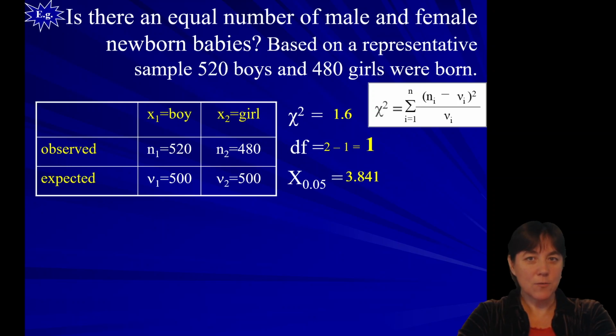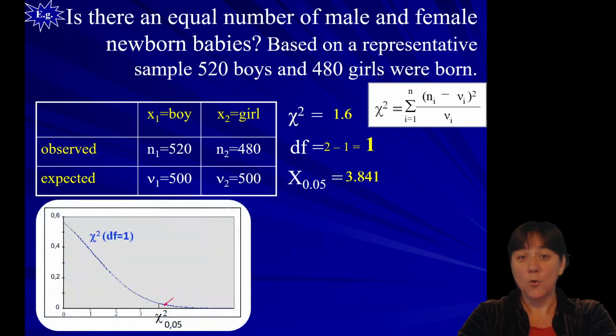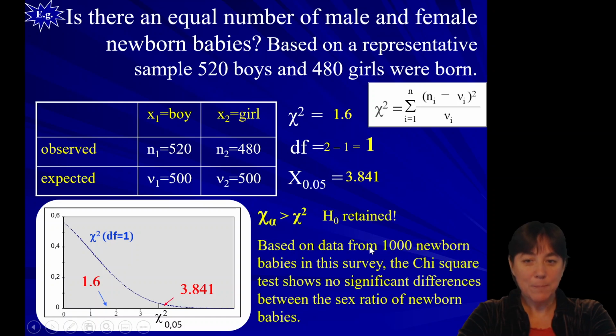What could be our result? What do you think? Is it a significant difference or not? Or not, because the calculated value is below the critical value. Thus, we cannot reject our null hypothesis. We have to keep it. And based on this sample of 1,000 newborn babies, we can conclude no significant differences between the sex ratio of the newborn babies. Here, you don't have to report any descriptives or chi-square test result, just the fact that you didn't find any significant difference.